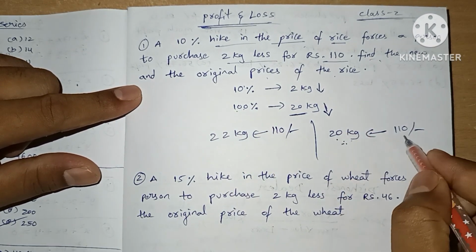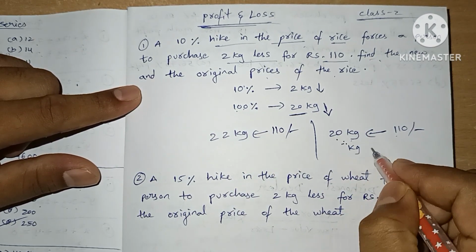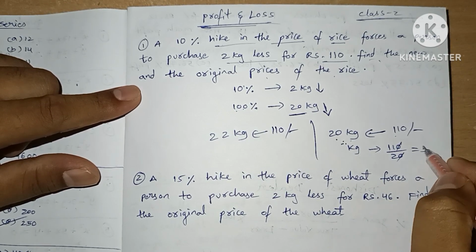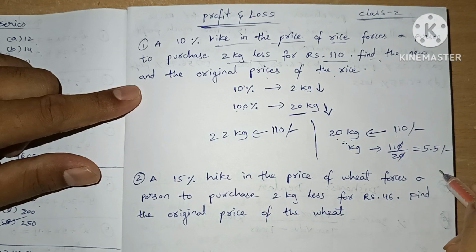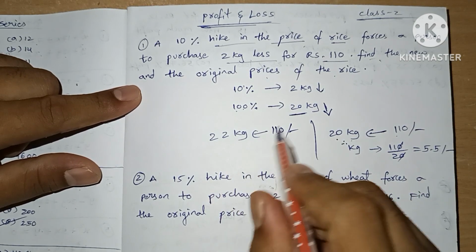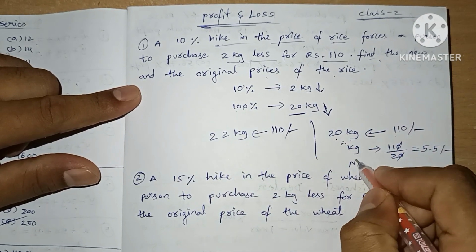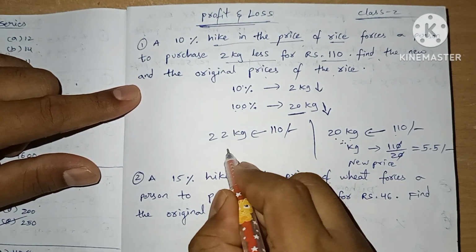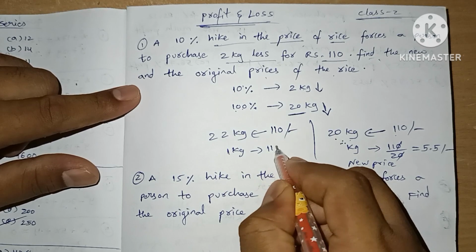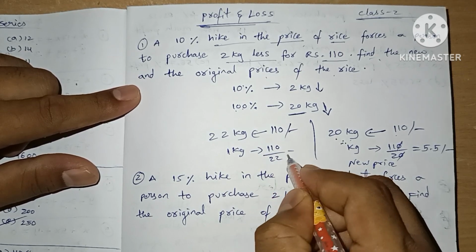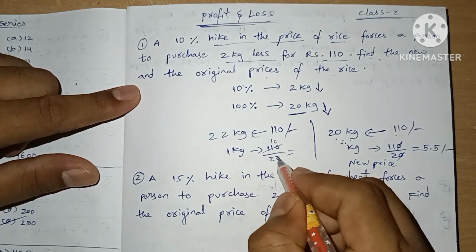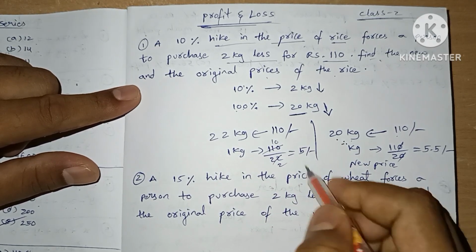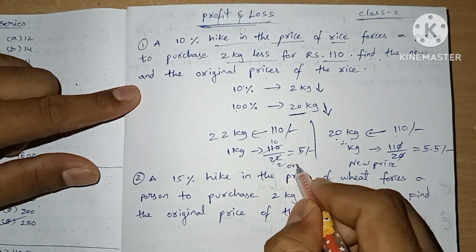The new price for 1 kg is 110 divided by 20, which is 5.5 rupees. Next, this is the new price. The original price: for 1 kg, he buys 110 out of 22, which is 11 by 2, that is 5 rupees per kg. So this is the original price.